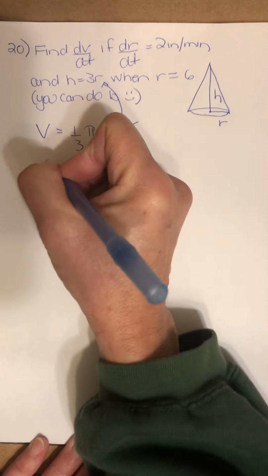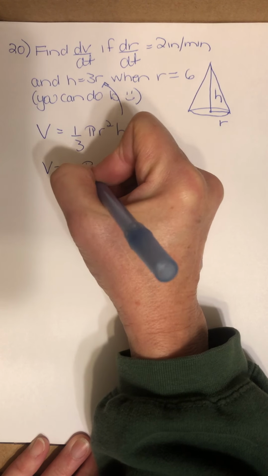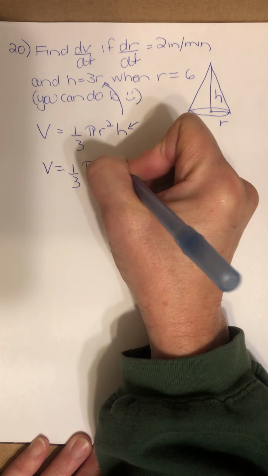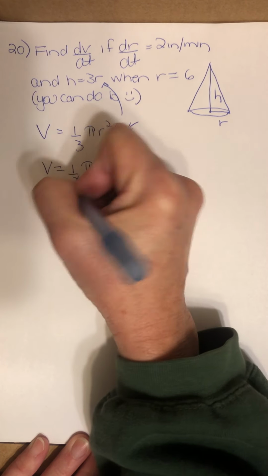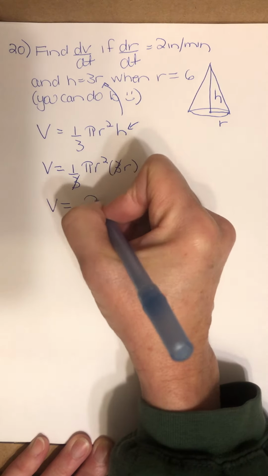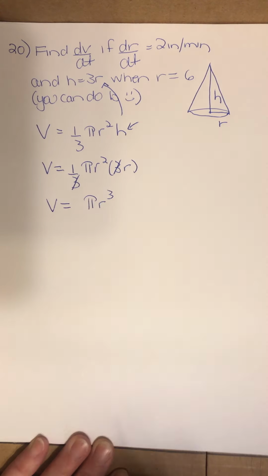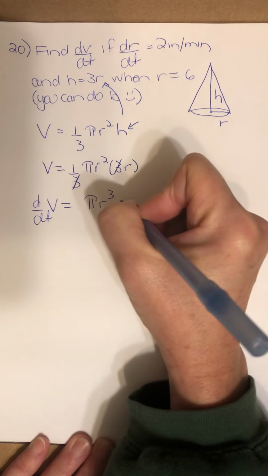So this means that I have to substitute the h, and notice they told us above that h equals 3r. So let's go ahead and update our formula, and we will replace h with 3r. That causes the 3's to cancel, and we get the volume is pi r cubed. There we go.